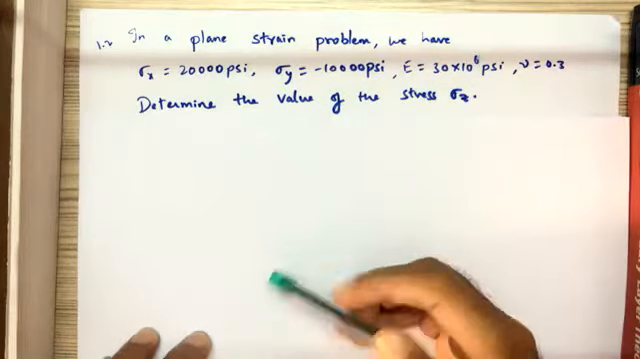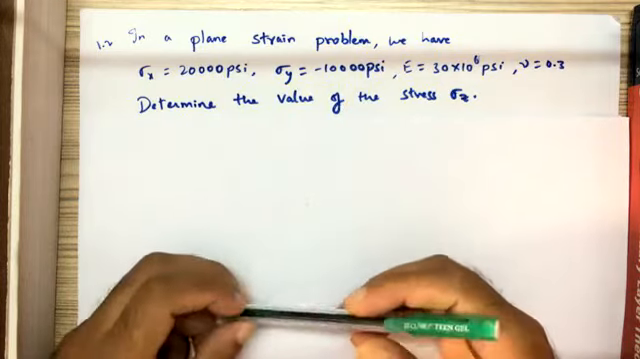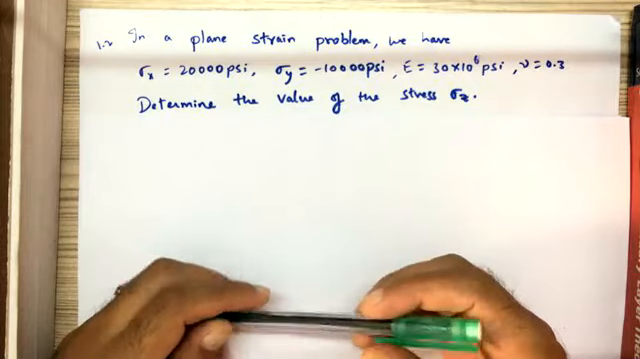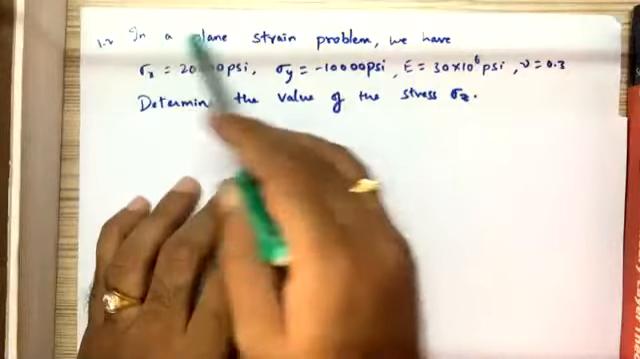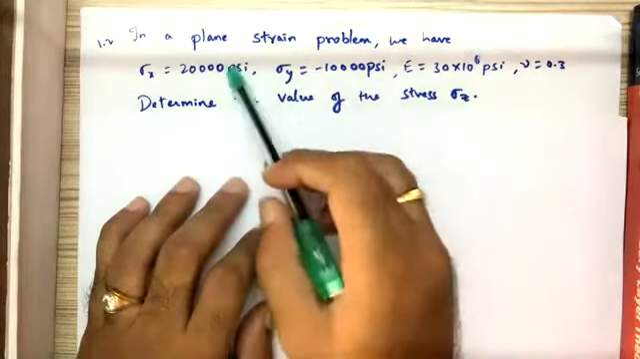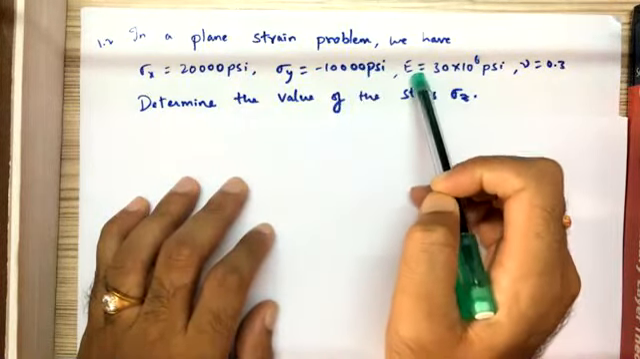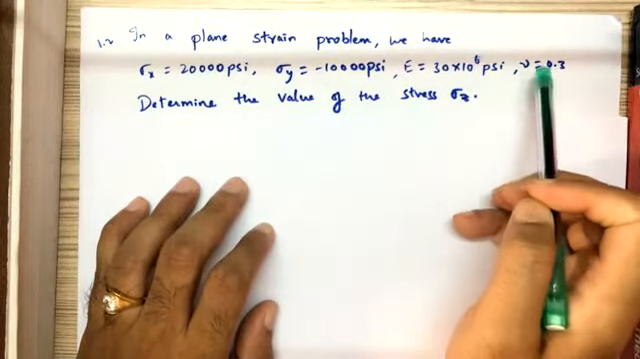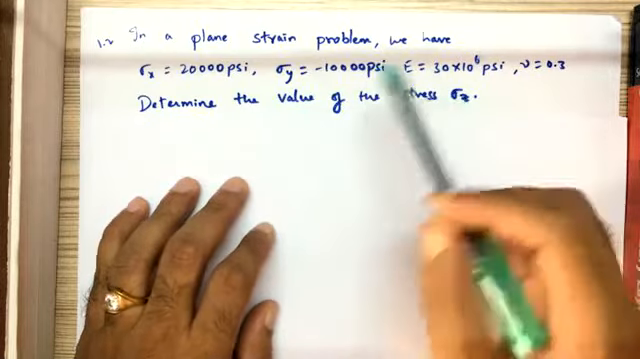So in the previous lecture, we have seen the problems on strain displacement relation. Let us look into the problems of plane stress and plane strain today. Okay, let us look into this particular problem. In a plane strain problem, we have sigma x is equal to 20,000 psi, sigma y is equal to minus 10,000 psi, Young's modulus capital E is equal to 30 into 10 to the power of 6 psi, Poisson's ratio nu is equal to 0.3, and we are asked to find the stress sigma z. Okay, fine.